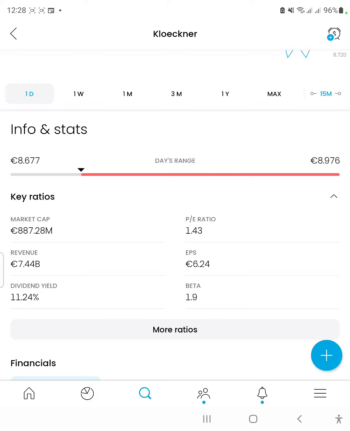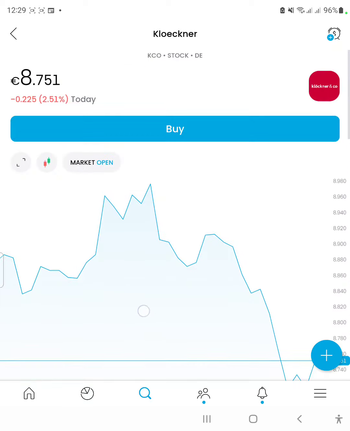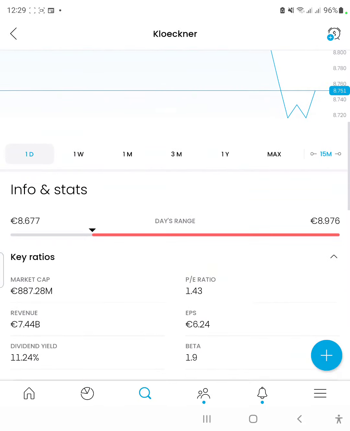PE ratio, the price to earnings ratio, is the overall price of a company divided by the earnings per share. So the earnings for a particular year divided by the amount of shares outstanding. And we get the earnings per share, which in this case is 6.24 euros. And then we get the price of the stock, which in this case is 8.751, and then we divide it by the earnings per share of 6.24, and then we get the P/E ratio of 1.43. So we always look for a stock that has a P/E ratio of 10 or lower. 10 is actually extremely low. It shows that the company is very, very cheap at that particular period.